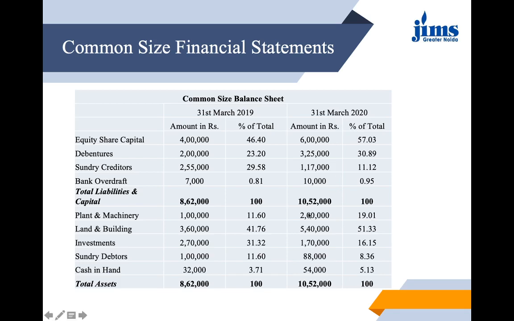In the same way for assets we have calculated. For plant and machinery it is 2 lakh into 100 divided by 10,52,000. So this is the way we calculate the common size balance sheet.